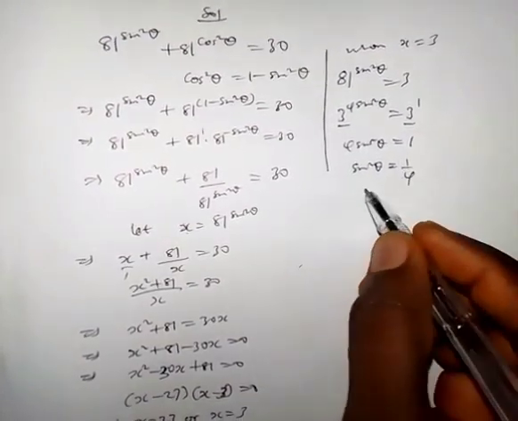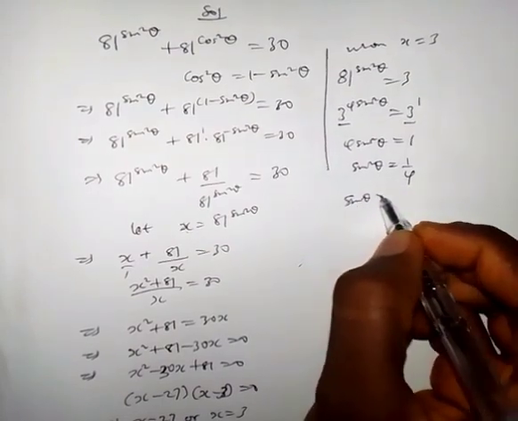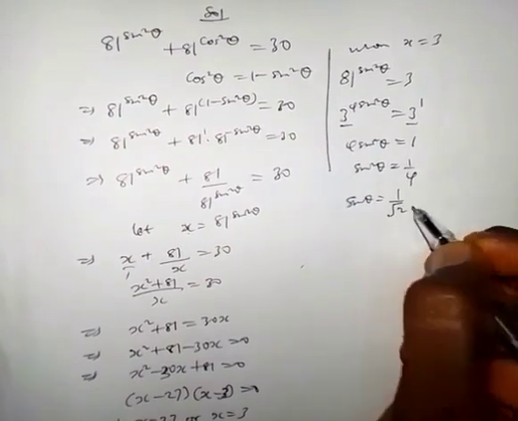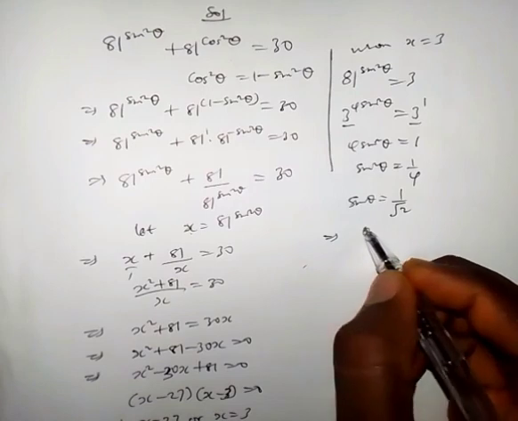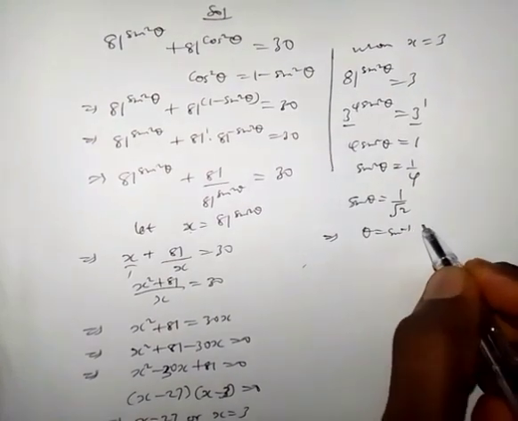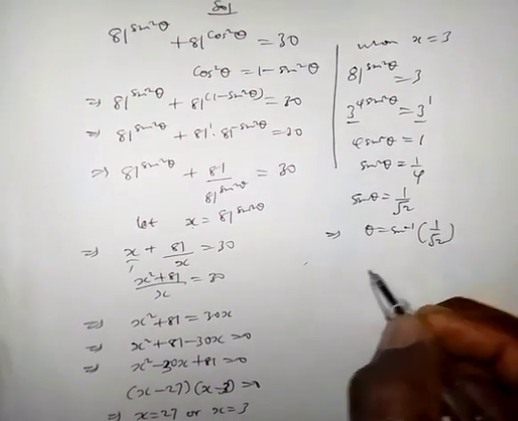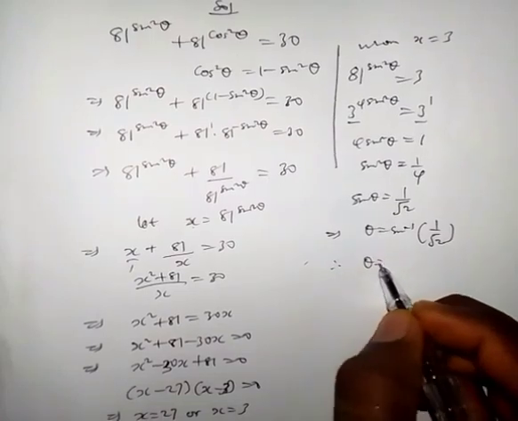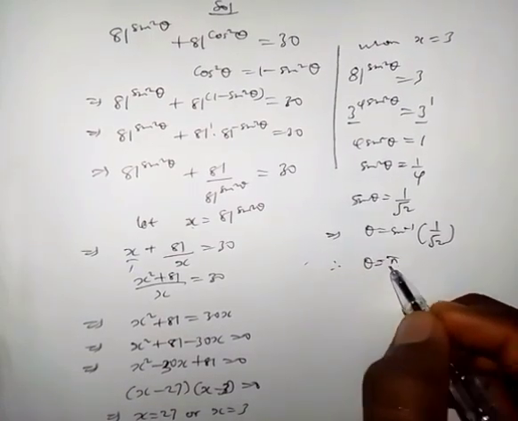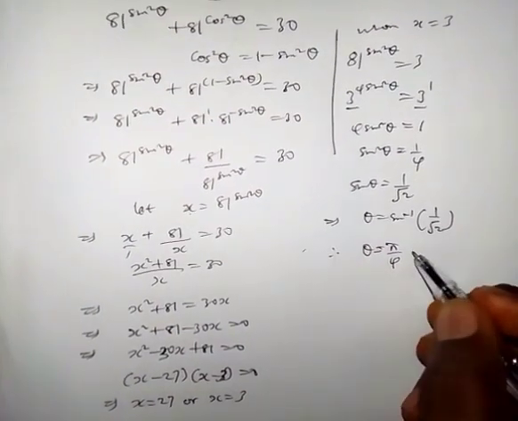When we take the square root of both sides, we have sin theta equals 1 over 2, which implies theta equals arc sine of 1 over 2. Therefore, theta equals pi over 6, which is 30 degrees.